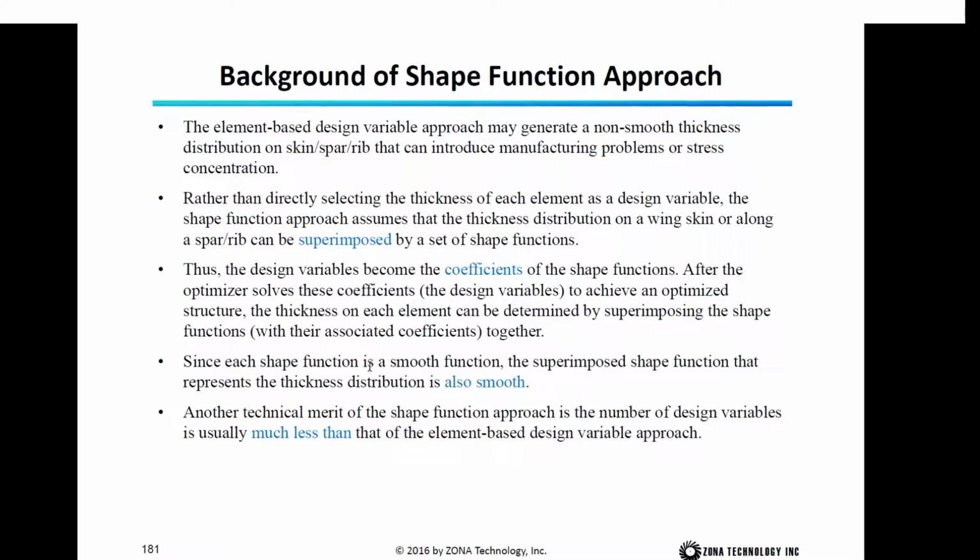Since each shape function is a smooth function, the superimposed shape function that represents thickness distribution is also smooth. Another technical merit of the shape function approach is that the number of design variables is usually much less than that of the element-based design variable approach.